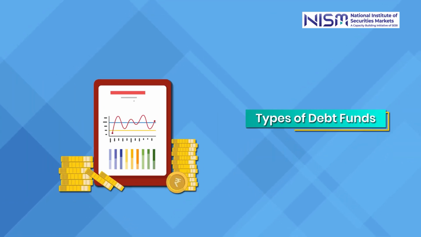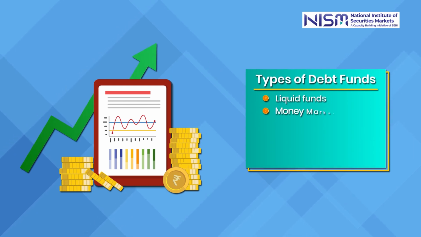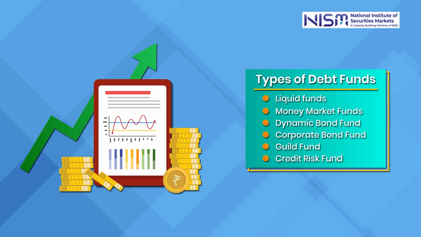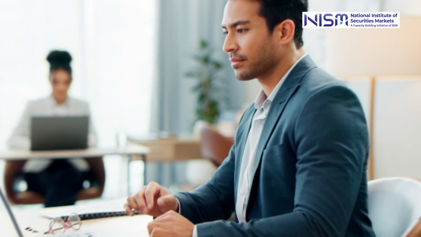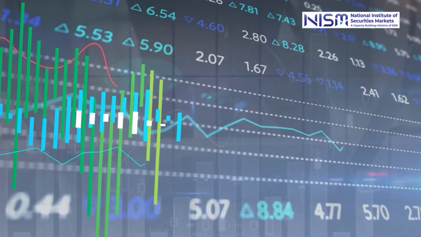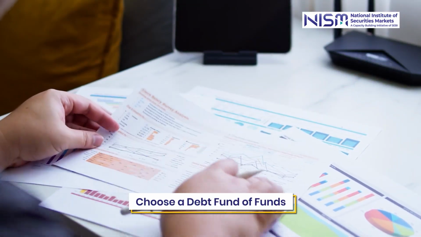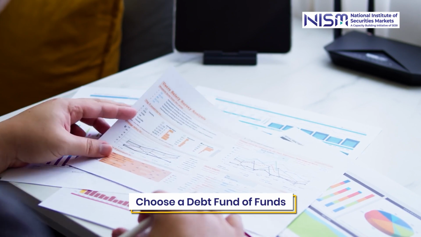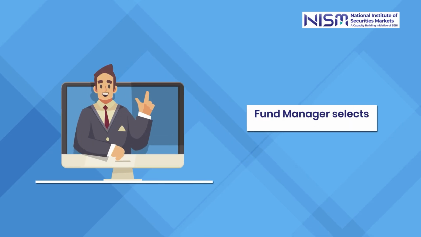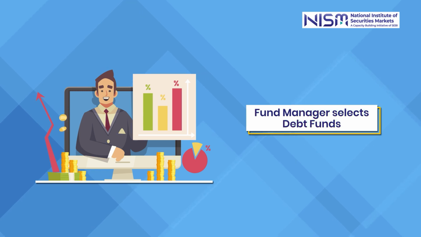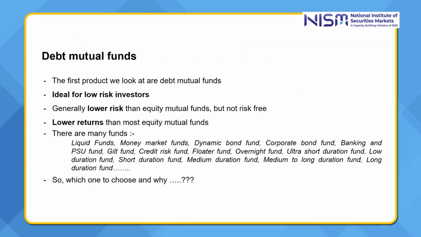As we know, there are various debt mutual funds. There are liquid funds, money market funds, dynamic bond fund, corporate bond fund, gilt fund, credit. Which product do we choose as our first instrument for investing? We are not sure whether that mutual fund is going to give us good returns over a consistent period of time. So we choose the debt fund of funds. Here what happens is that when you put money in this fund, the fund manager goes and selects various debt mutual funds. We leave it to his expertise. That's our first instrument for investing.